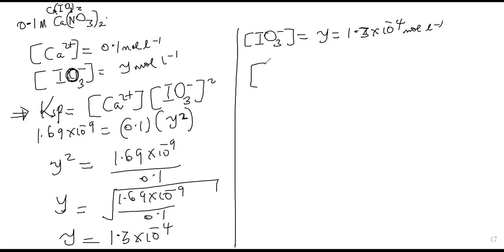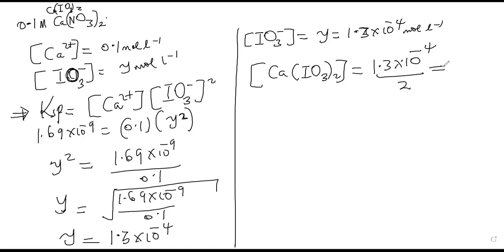Meaning that for the concentration of calcium iodate, and therefore the solubility, by molar ratio it will be divided by 2. If in the equation we have 2 on iodate, then for calcium iodate it will be just a half of that. So we divide 1.3 × 10^-4 by 2, and the concentration of calcium iodate is 6.5 × 10^-5 moles per liter.